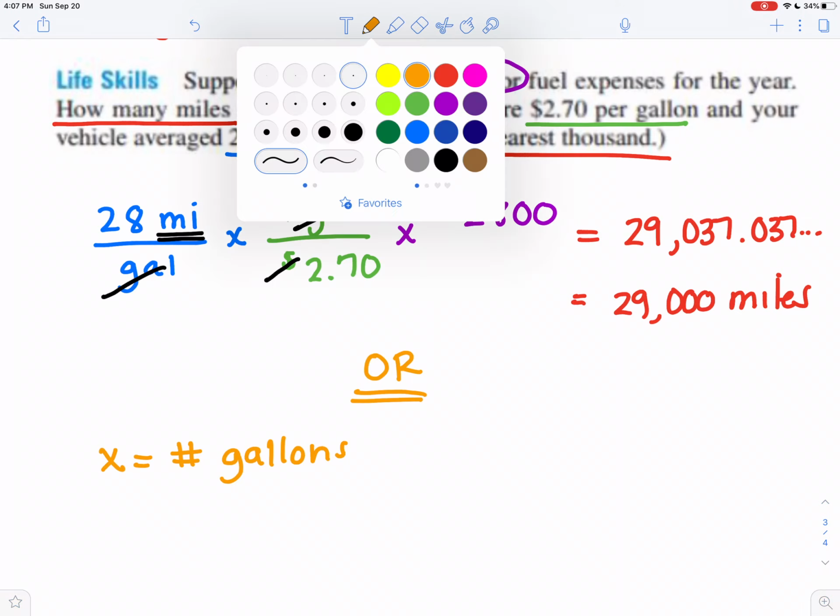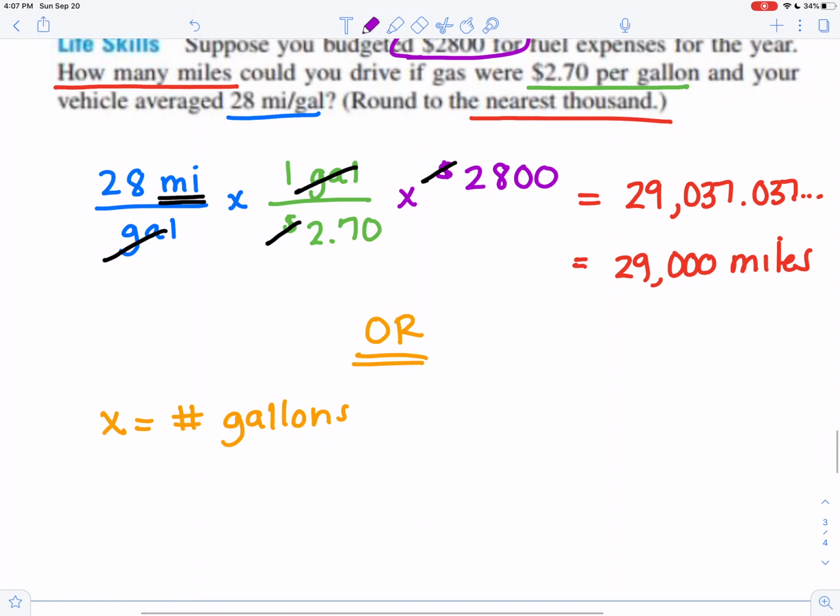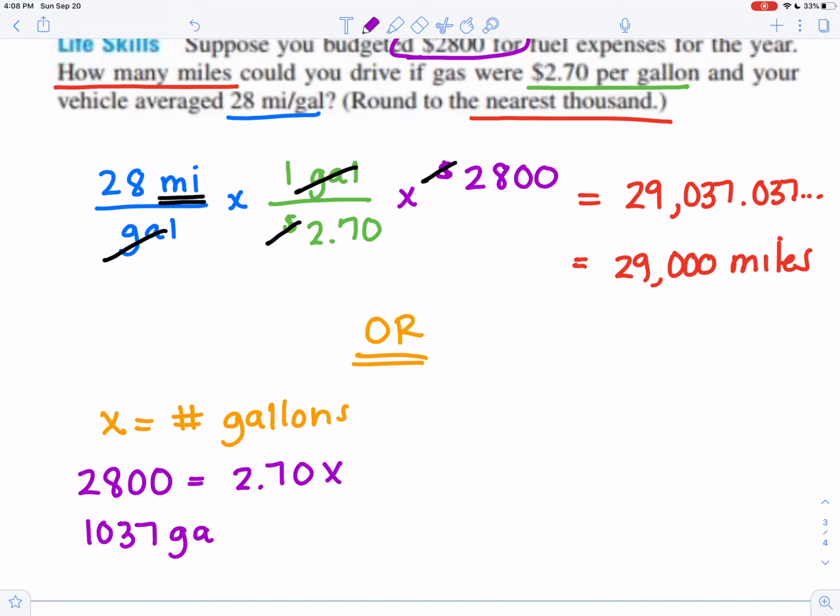So if I do that, then I would initially set up my equation as $2,800, because that's what I have, is equal to $2.70 times X, the number of gallons that I could purchase. Now, if I solve this, I divide both sides by 2.7, and that tells me, again rounding to the nearest whole number, that I could purchase 1,037 gallons of gas.